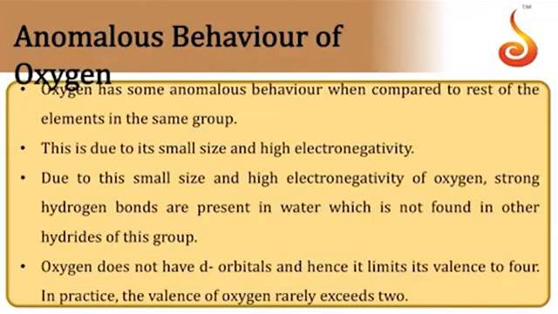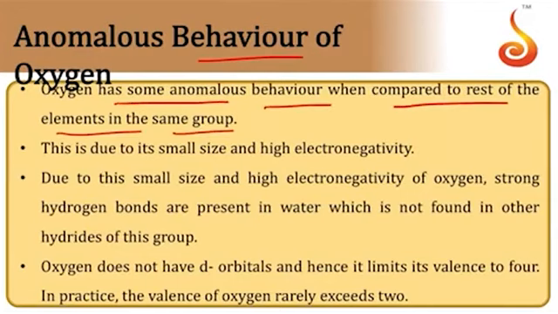Then, the anomalous behavior of oxygen. Oxygen has some anomalous behavior when compared to the rest of the elements in the same group. This is due to its small size and high electronegativity. So oxygen has a smaller size and high EN values. Because of these two, it has different properties.